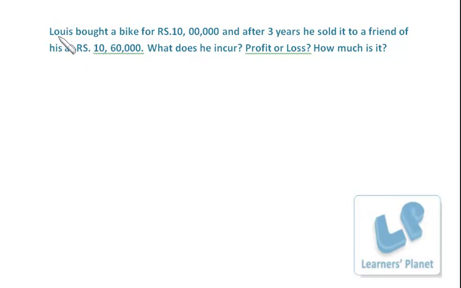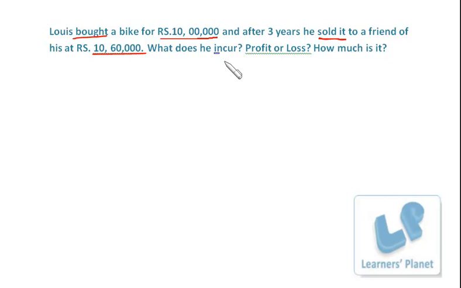So the first one is here: Louis bought a bike for rupees 10 lakh, and after 3 years he sold it to a friend of his at rupees 10 lakh 60,000. So what does he incur? Profit or loss? How much is it? Now we have already underlined the important points. What does he incur, in the sense that whether he earns a profit or he has a loss. We have to mention whether it's profit or loss and what amount is the profit or the loss. In the word problems, the most important thing is writing down the statements.